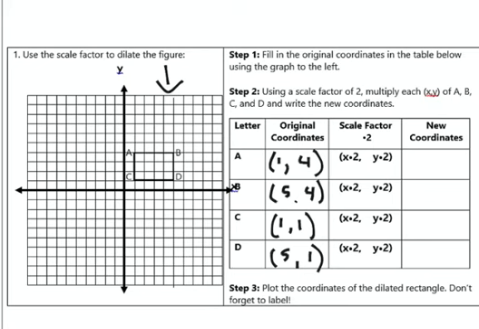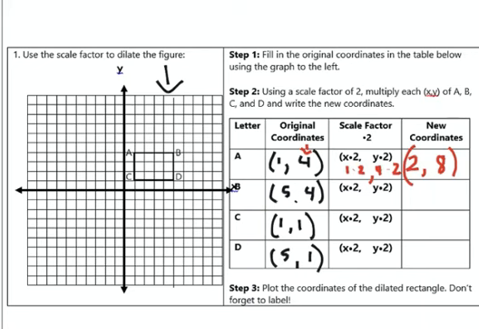So step 2 says using a scale factor of 2, multiply each x and y, so each are the coordinates, of A, B, C, and D, and write the new coordinates. So what we're going to do is we're going to take the x, which is 1, and we're going to multiply it by 2. Okay, and what would that give us? That would give us 2. 2 would be my new coordinate, my new x value. Then we're going to take the original y, which is 4, and we're going to multiply that one by 2 as well. So 4 times 2 would give me 8. So my new coordinate for A prime would be 2, 8.